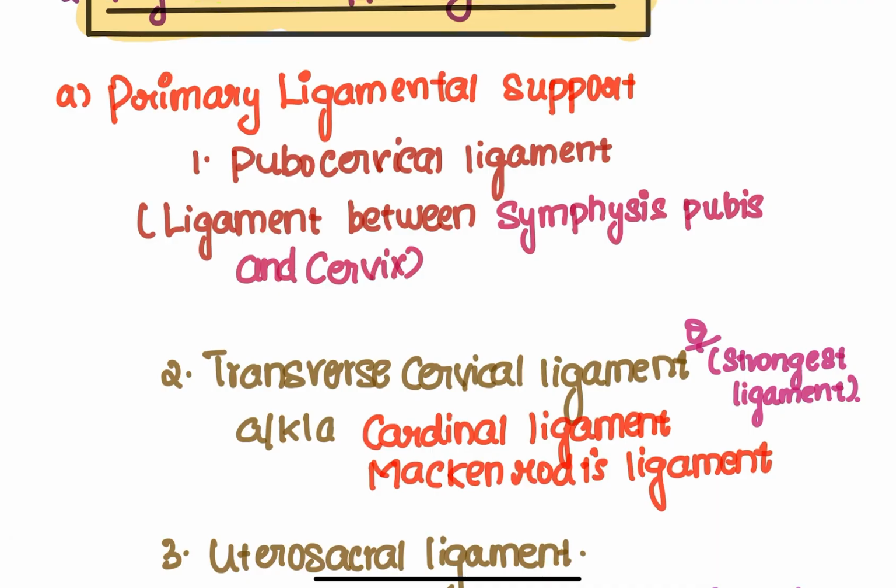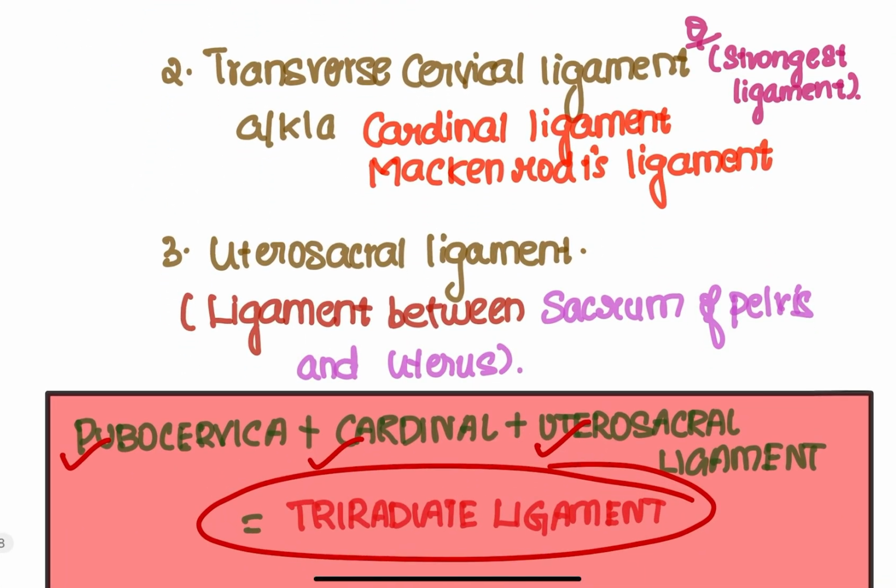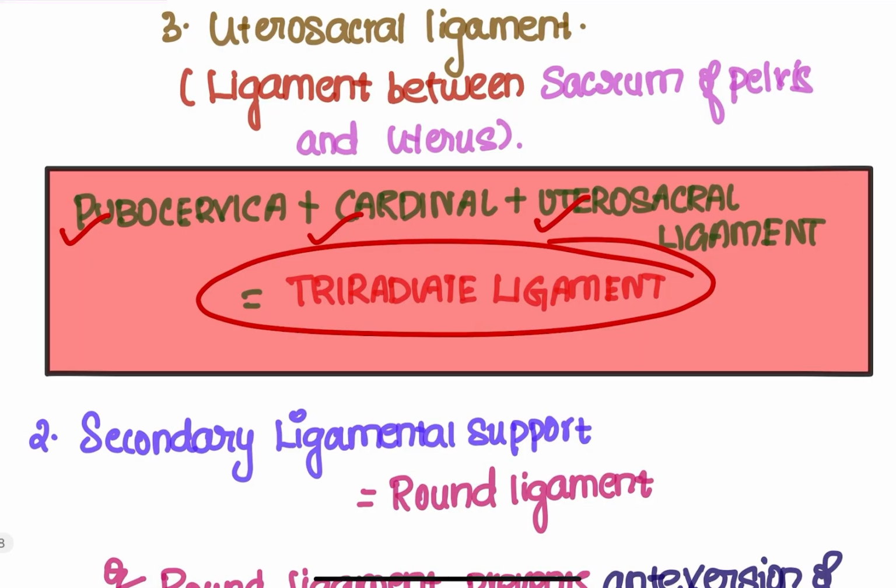So the primary ligamental support is by three important ligaments: pubocervical, transverse cervical and uterosacral. Out of these three, the strongest ligament is the transverse cervical ligament. Therefore it is also called the cardinal ligament or Mackenrodt's ligament. Clear? Yes. So this is the primary ligamental support.